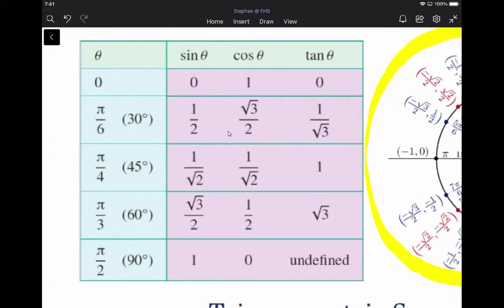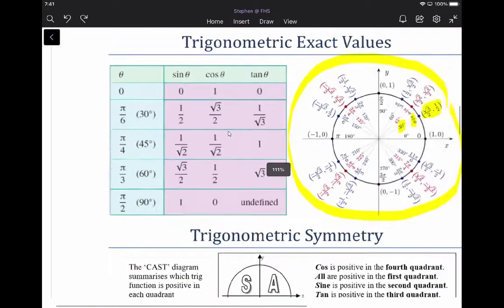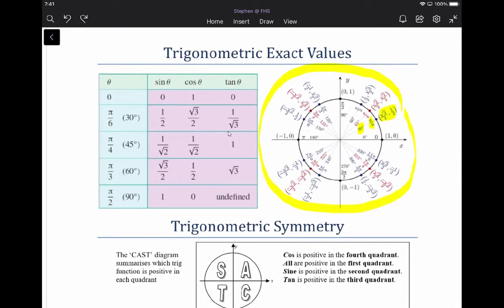Some people learn it via the special triangles. Some people just learn the table off by heart. It doesn't really matter which way you do it, as long as you are aware. For example, if I ask you what cos of 45 degrees is, you should be able to say it's 1 on root 2 straight away. Okay, so those are the exact values over there.